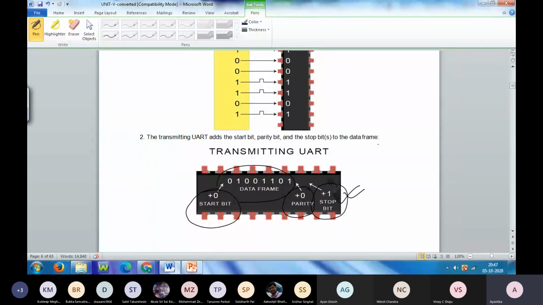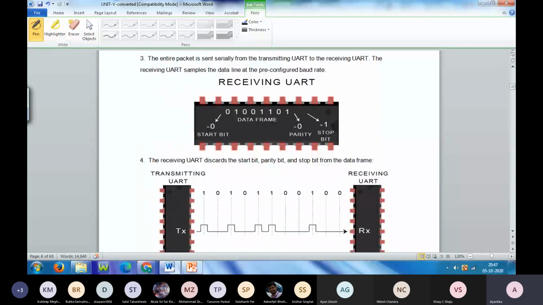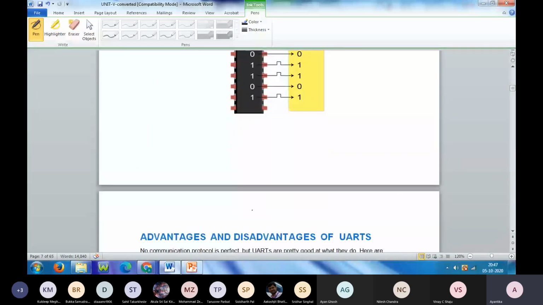Whenever the receiver is receiving, it is continuous 1s and 0s in frames, right? So it should understand after which bit there is a stop bit, and from the next bits, it will expect a 0, that is the start bit. After that, it will consider the data frame. That way, the transmission takes place. So this is the transmitter side and the receiver side.